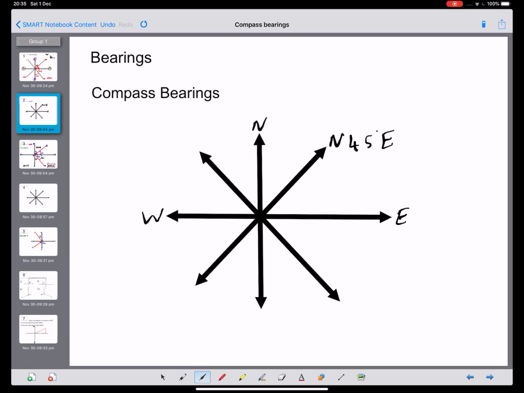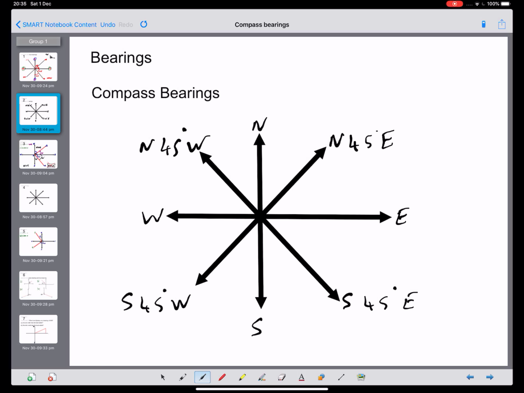Okay, so you should have done that now. So let's quickly label the directions. This is south 45 east. This is just south. This is south 45 west, and this is north 45 west.